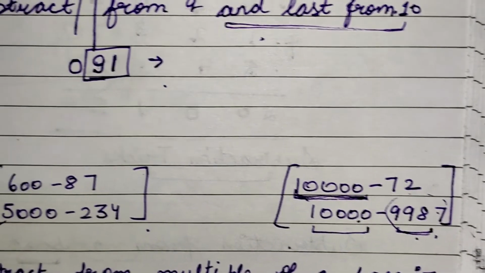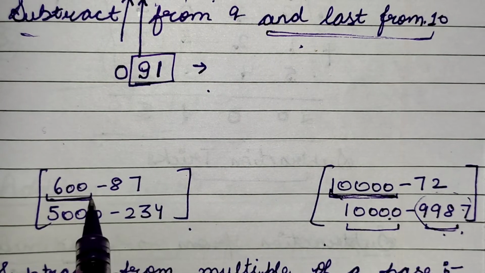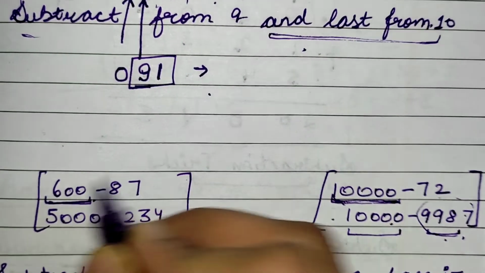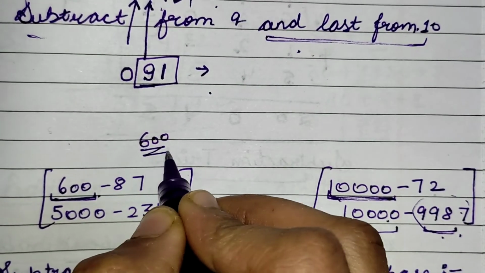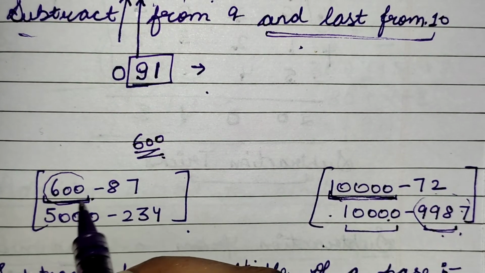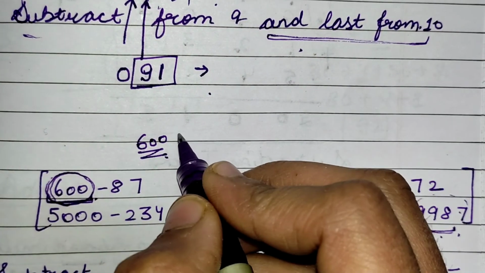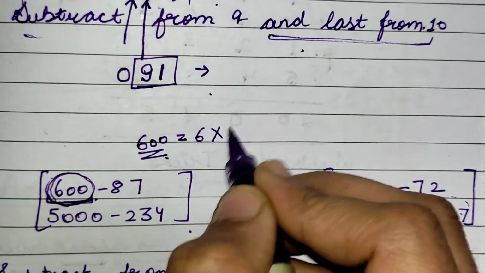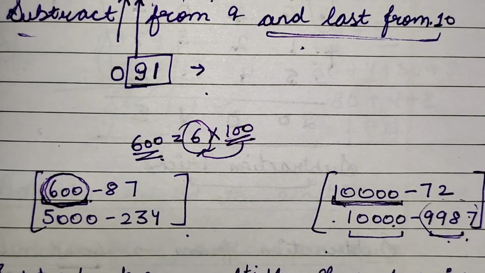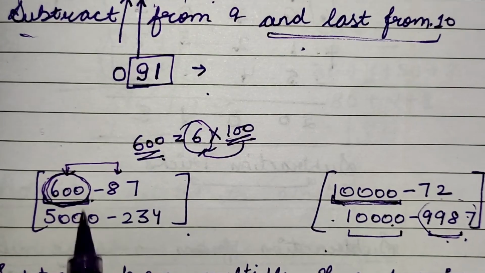Let us meet in the next video, in which we will solve some questions where the number from which we are subtracting is a multiple of our normal base number. For example, 600 is a multiple of what? 600 is 6 times 100. So let us meet in the next video and we will understand how to solve these kinds of questions.